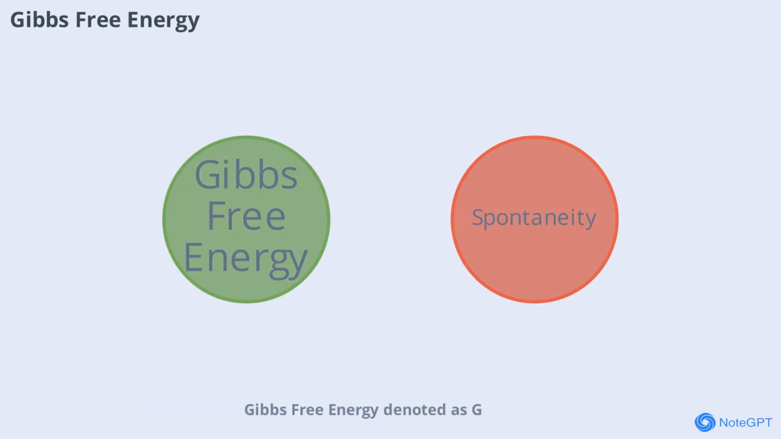Gibbs free energy, denoted as G, combines enthalpy and entropy to predict the spontaneity of chemical reactions. The formula delta G equals delta H minus T delta S helps us determine whether a reaction will proceed on its own. If delta G is negative, the reaction is spontaneous. If positive, it is non-spontaneous. We'll see how to apply this concept to real problems and why it's so important in both chemistry and biology.